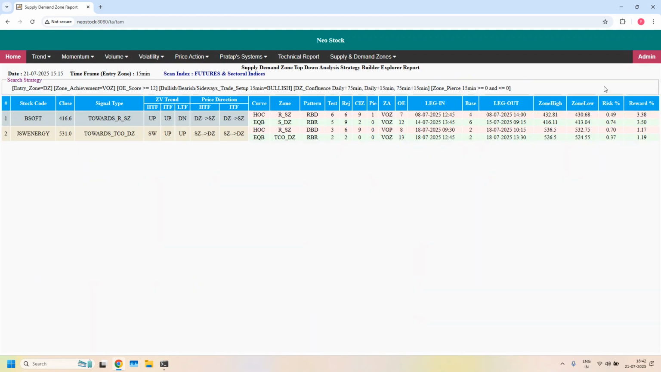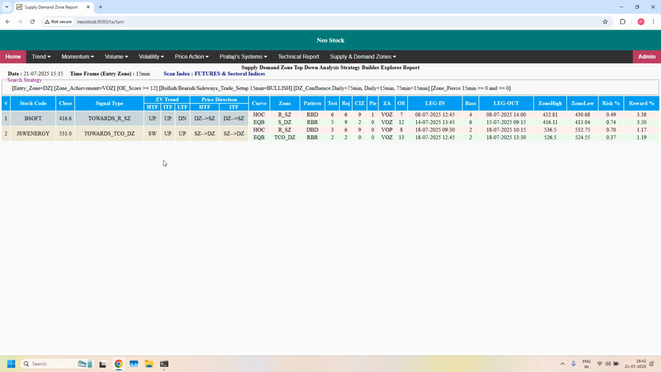Let's filter. We got 2 stocks. In both these stocks, these 15 minutes demand zones overlapped with 75. Both together again overlapped with daily demand zone. See, that's why 9 tests here, 2 tests here. So HTF trend is uptrend in only one stock.